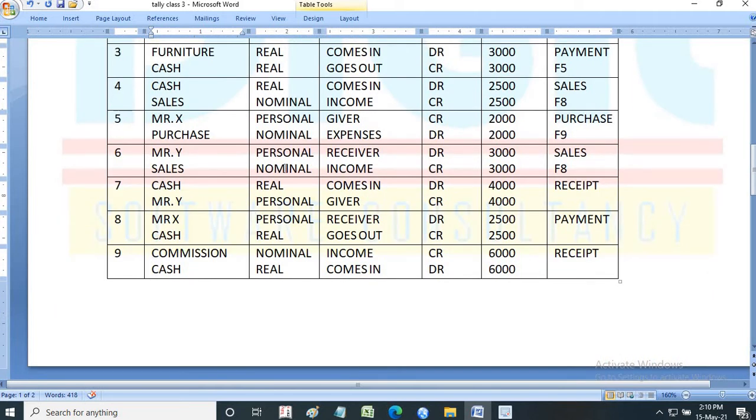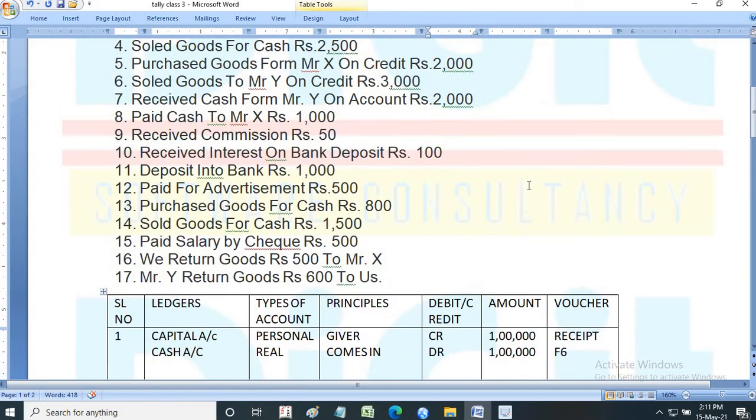Okay, so it's very simple, but you will have to check the principle, because it may change. Sometimes cash comes in or goes out. So in this case, you see Mr. Y, if he is paying the money, then from our business point of view the cash comes in. And Mr. Y is the giver. So you will have to check that principle properly. Okay, and here the rule says that for what comes in it will be debit, for the giver it will be credit. So 4000, right?